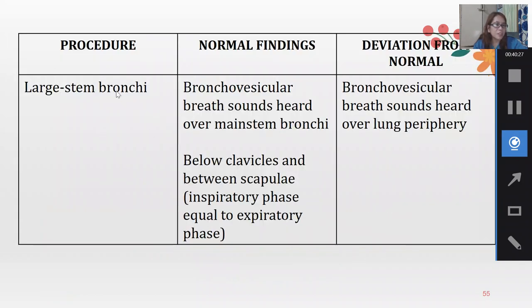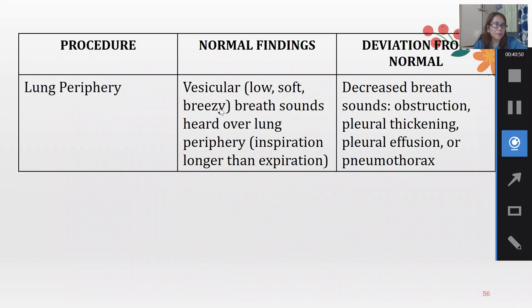Okay. Let's proceed to the main stem bronchi. The normal finding is that bronchovesicular breath sounds are heard over the main stem bronchi, below the clavicles and between the scapulae, wherein the inspiratory phase is equal to the expiratory phase. Bronchovesicular breath sounds heard over the lung periphery, that is abnormal. Lung periphery, di ba sinabi ko kanina, that is the vesicular, wherein may low, soft, breezy breath sounds heard over the lung periphery, wherein inspiration is longer than expiration. Decreased breath sounds could be a sign of obstruction, pleural effusion, or pneumothorax. Okay.